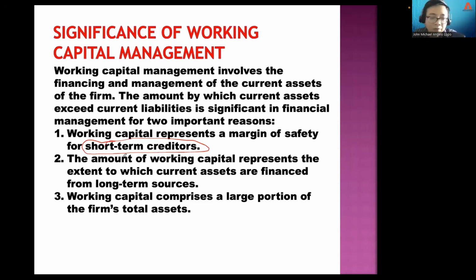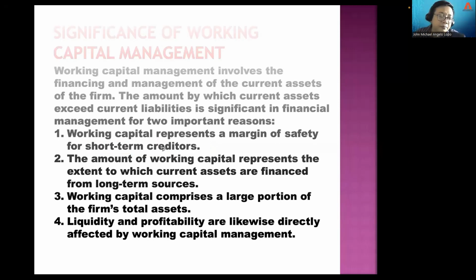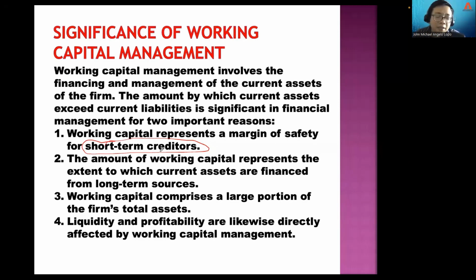And you have your account receivable. And number 4, syempre, pag sinabing current assets, pag sinabing short-term, very important here to consider your liquidity. Liquidity and also your profitability. Ano nga yung liquidity? Ability by the company to pay for your current liabilities, di ba? Ano naman yung profitability? Of course, the performance of the business, right? It is very much affected by your working capital management. All right.